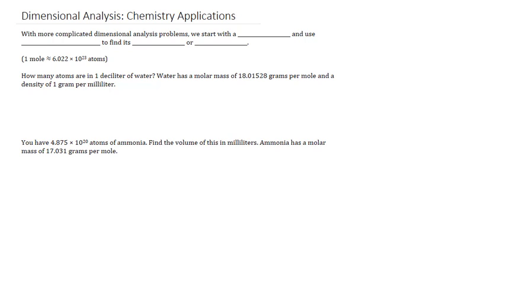Dimensional analysis is often useful, especially in chemistry, where we will often look for things that are equivalent in quantity but might be expressed differently or might be looked at differently. A good example of this is converting to and from atoms and moles. For these more complicated dimensional analysis problems, we'll start with a single quantity, and then we'll use conversion rates to take this quantity and find its result or its equivalent.